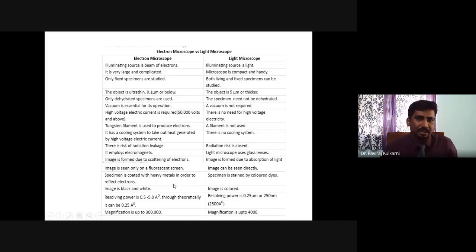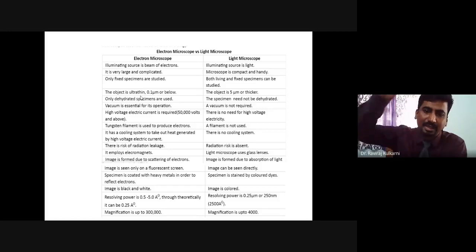So we have electron microscope which has higher resolving power. Magnification is up to 3 lakh. You can magnify the image up to 3 lakh times. Magnification is up to 4,000 times in case of light microscope. See the difference. This is because of electrons. Their sizes are so small that you can easily image the nanoparticles. Nanoparticles are 10 raised to minus 9. Electron size is 10 raised to minus 18. Hope it is clear to you. So they are so small.